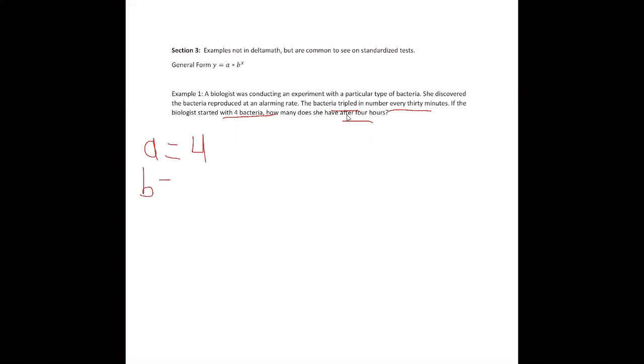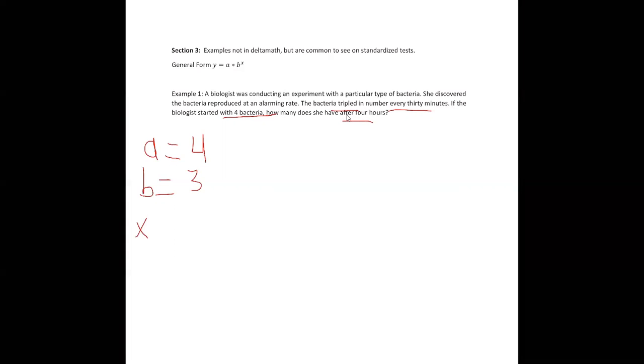Our B, our growth rate, if it's tripling, is 3. Because that's 300% of what you started with, if you want to think about it in percents. Basically, if it triples, your B would be 3. If it doubled, it would be 2. If it quadrupled, that would be 4. If it was half of what you started with, it would be 0.5. If it was a quarter, it'd be 0.25 for your B.